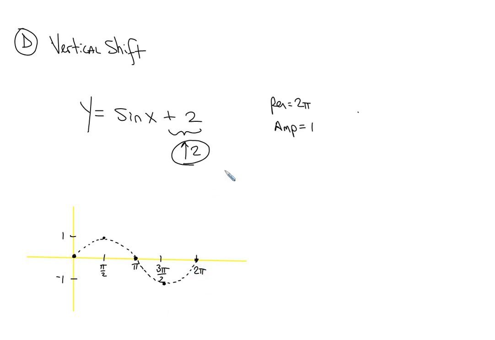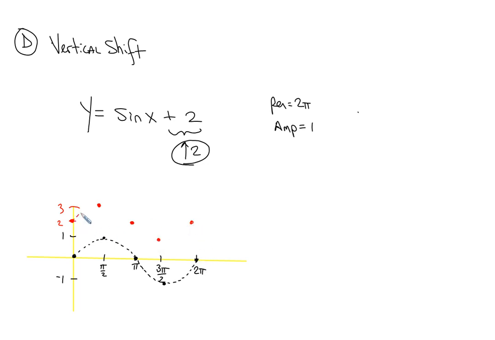Now what we're going to do is we have to shift up 2 units. So this is going up to 3. So each guide point, I'm not going to shift the whole curve. I'm going to shift each guide point and then draw the curve. So 0 moves up to 2. 1 moves up to 3. 0 moves up to 2. Negative 1 moves up to positive 1. And 0 moves up to 2.